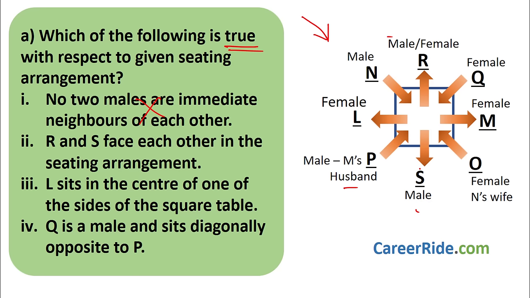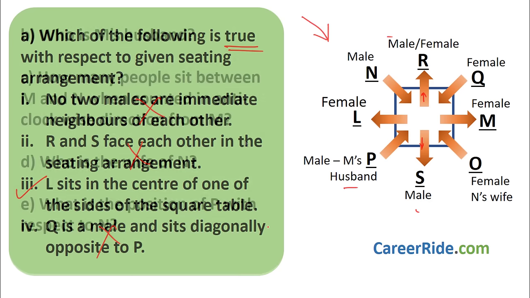R, S. Now, over here, directly you might mark that this is the correct sentence, but it is not. Why? R is facing this way, S is facing this way. They are sitting opposite to each other, but they are not facing each other. They are facing away from each other. So, wrong sentence. L sits in center of one of the sides of square table. Yes, this is correct. Fourth, Q is a male and sits diagonally opposite to P. Q is a female, so wrong sentence. Answer is this.